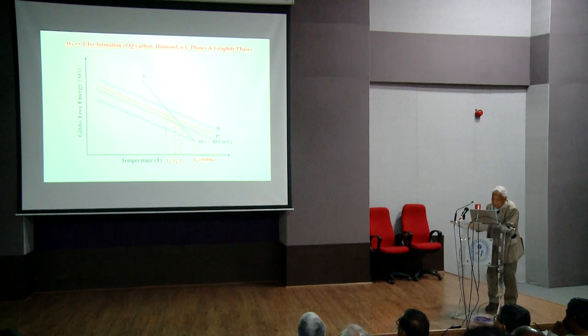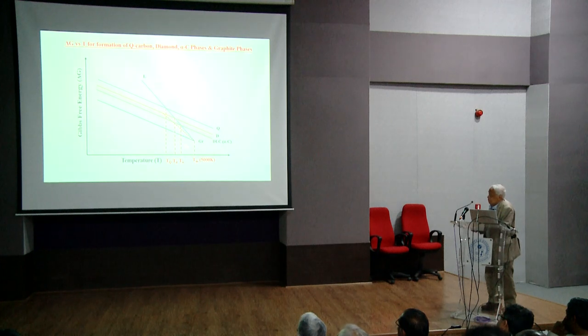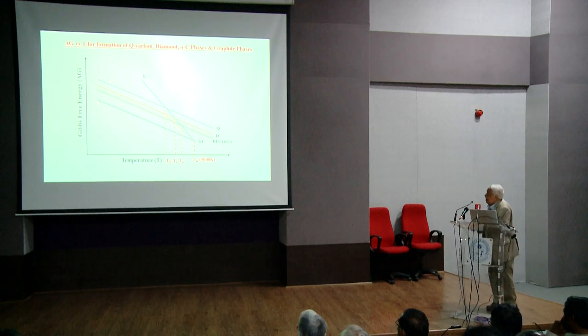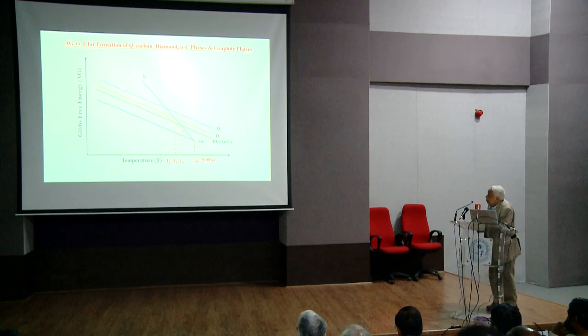So let's look at this. This is very telling, the free energy versus temperature. Graphite is the equilibrium phase, with the lowest free energy. Then you have diamond-like carbon, and this is diamond, and this is Q carbon, which has the higher free energy. Entropy of liquid is higher, so you have a higher slope here, and it cuts through, as shown here.